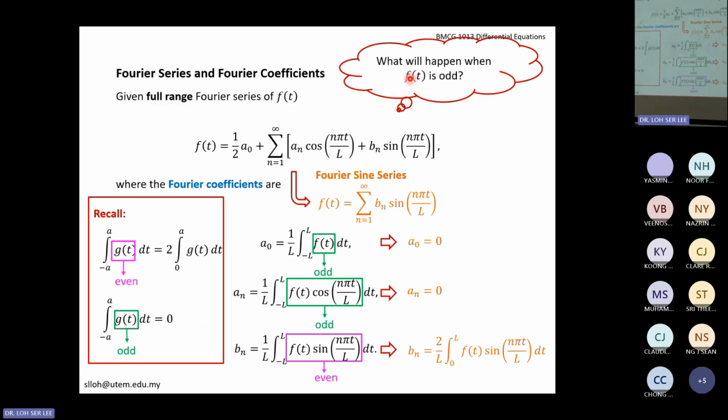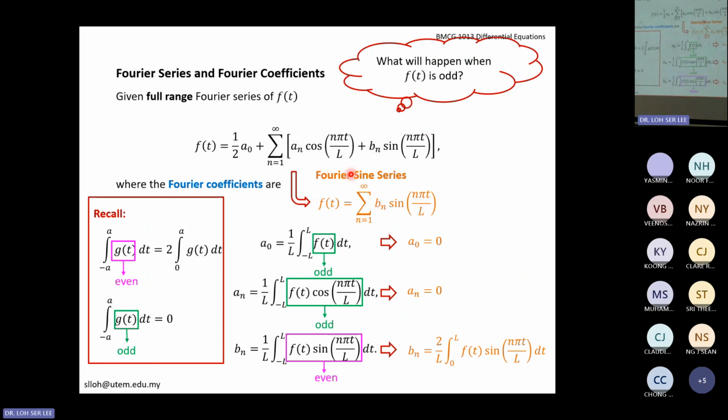Another case is when your f(t) is odd. When your f(t) is odd, your A0 will be 0. f(t) is odd, cos is even, so odd times even, you get an odd function. When this is an odd function, you get 0. f is odd, sine is odd, so odd times odd, we get an even function. So this integration can be changed into this. So this is another set of formulas where A0 and An are both 0. When A0 is 0, this term is gone. When An is 0, this term is gone. So we have only Bn sin(nπt/L).